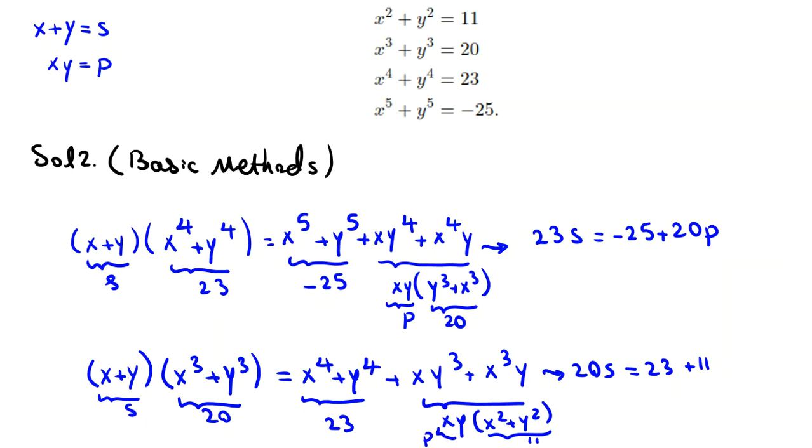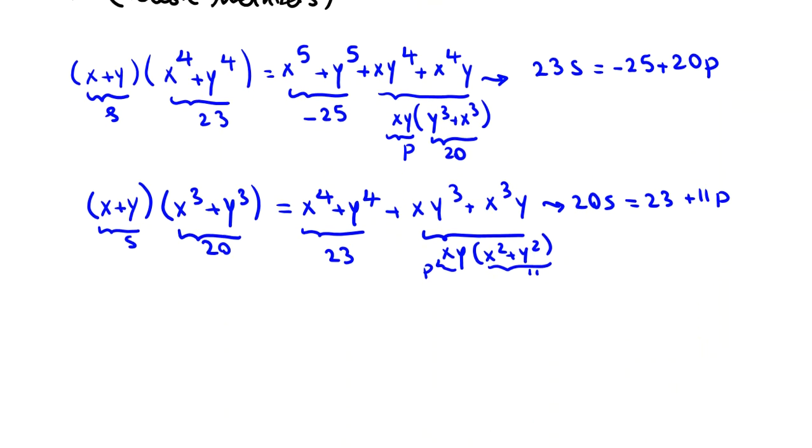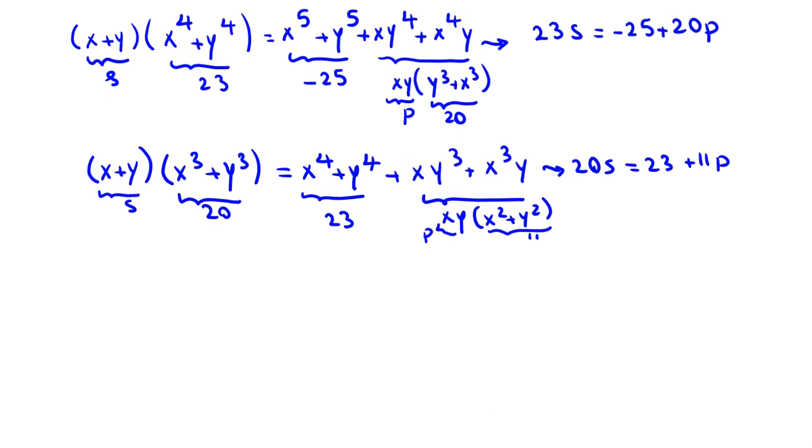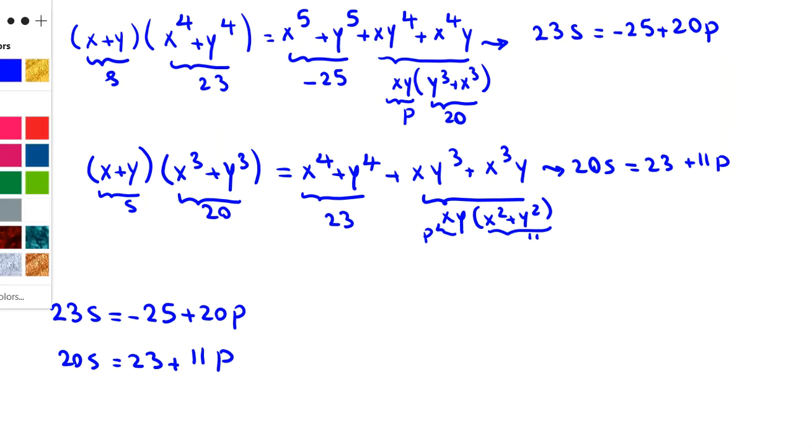xy, we said, is the product. So we have two equations, two variables. The rest of the solution is exactly the same as the first solution. So let's write these two equations together. Okay, now we want to solve these two equations with two variables. Let me write the rest with black.